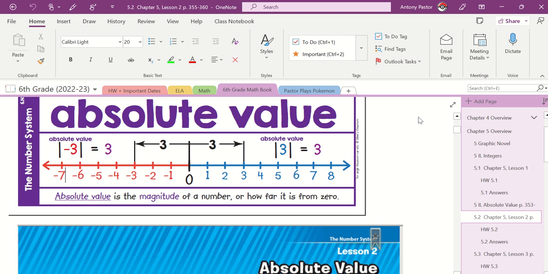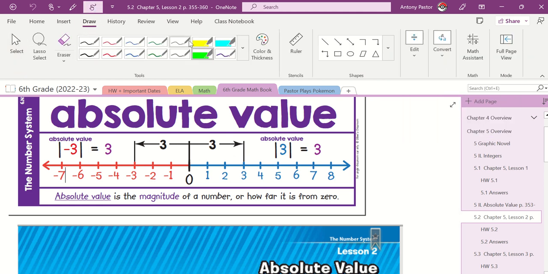Today we're doing 6th grade math, chapter 5, lesson 2. We're going to be talking about absolute value. The easiest way to think about what absolute value is, is how far away the number is from 0. So we have a number line here, and we're going to go ahead and do this. Absolute value. 0 is going to be the most important part of absolute value.